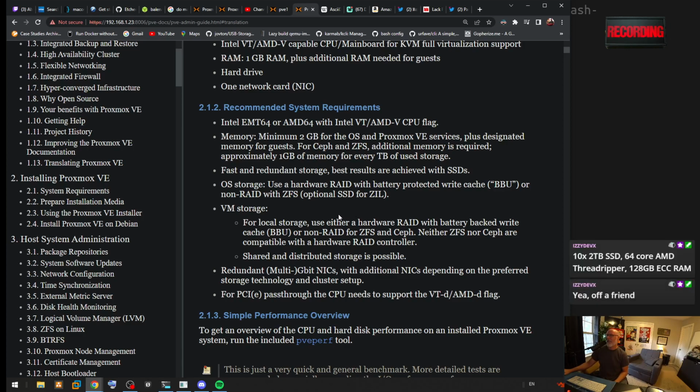Oh wow, cool. Yeah, so for local storage, use either a hardware RAID with battery pack for write cache. I'm not going to buy my array until I see how much I can get out of Ceph, because I think I can get a lot of stuff out of Ceph that is going to help me out.